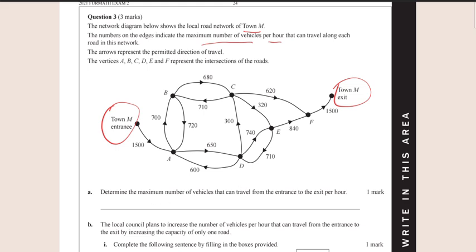Determine the maximum number of vehicles that can travel from the entrance to the exit per hour. Now, if you can see, the road that takes you from the entrance to the intersection A can actually accommodate 1,500 vehicles. The first thing we do is cancel all those roads that have a backward flow. So that's that one.